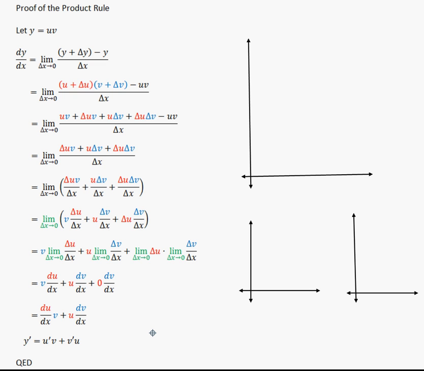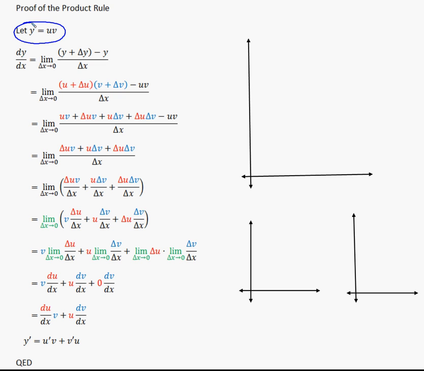Okay, this is going to be a proof of the product rule. The product rule is a tool we use to take the derivative of a function that is made up of a product of two other functions. So we start by defining this function that we're talking about, y, as u times v, right? Where u and v are just functions of x. They're just sort of normal functions.